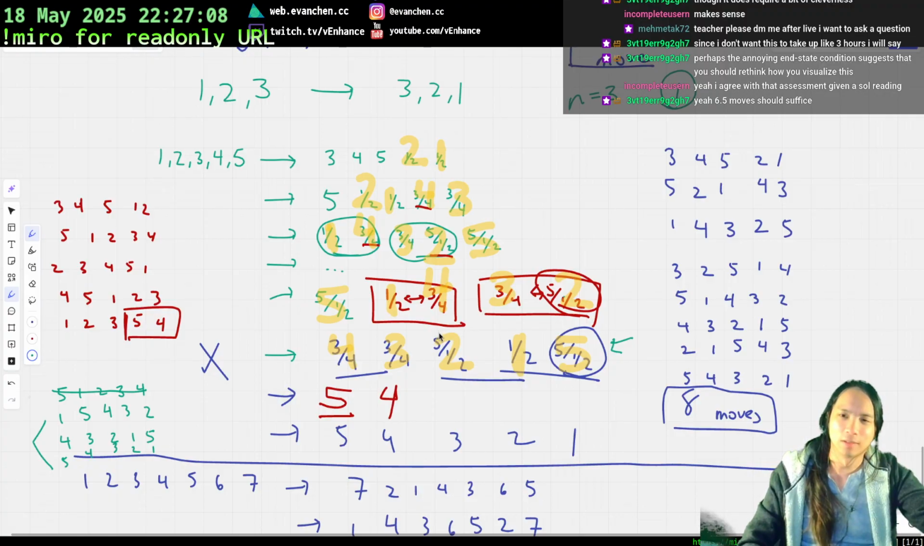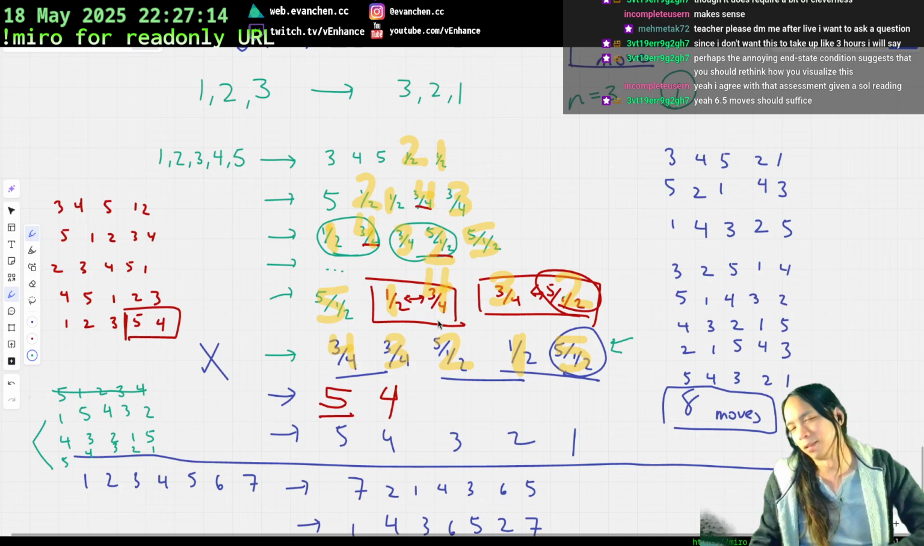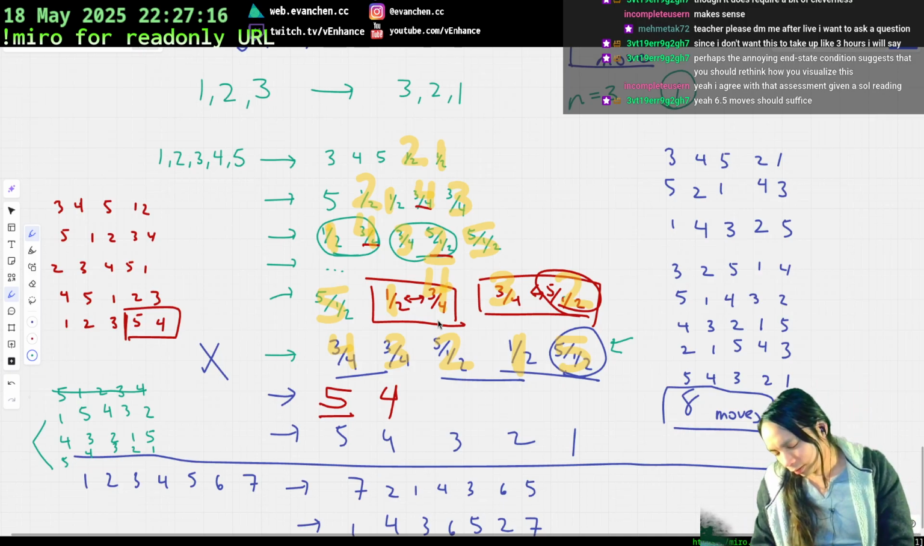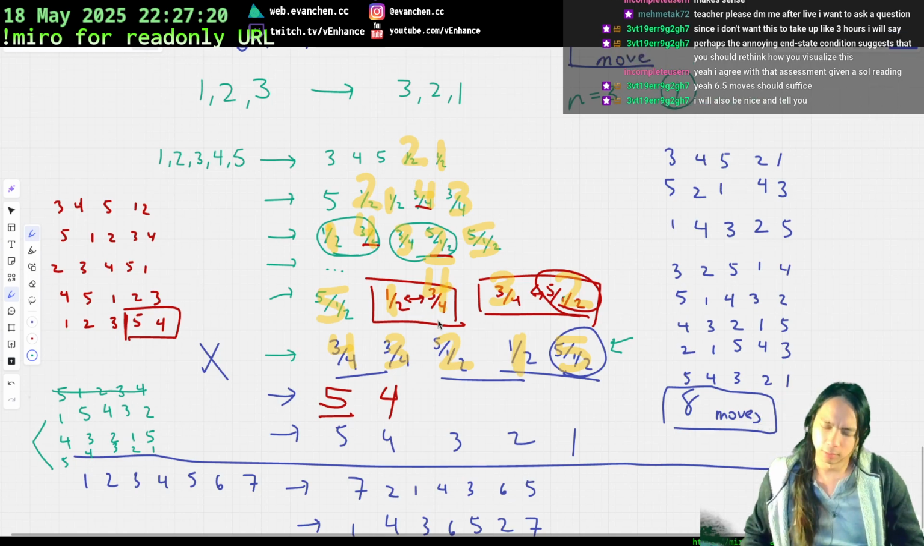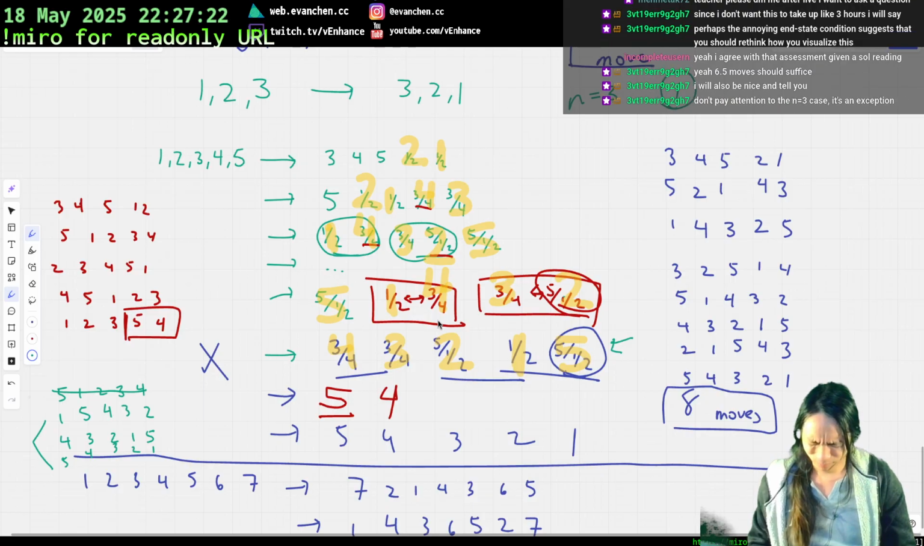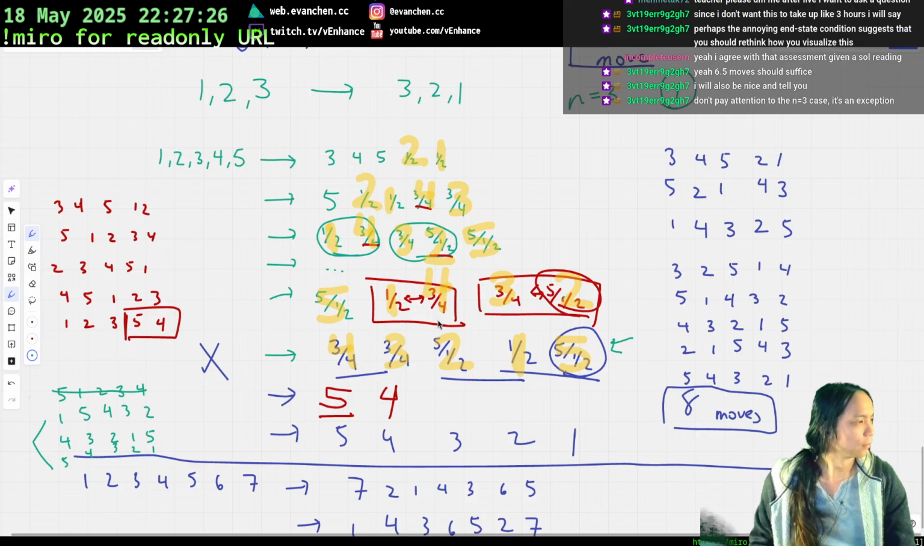Yeah, end states is not the right way to do it. I agree. I shouldn't think about it in terms of end states. In which case, what do I do instead? What involves... Don't pay attention to n equals 3. I figured that was weird, yeah.